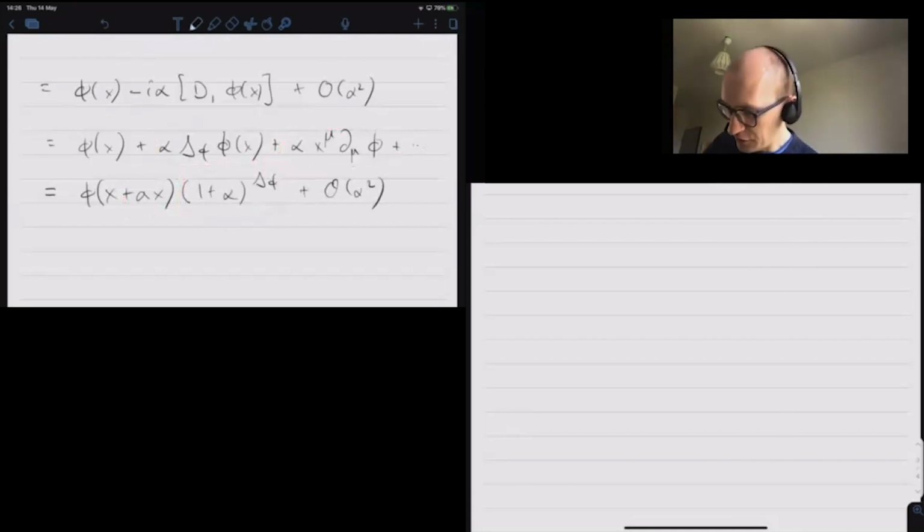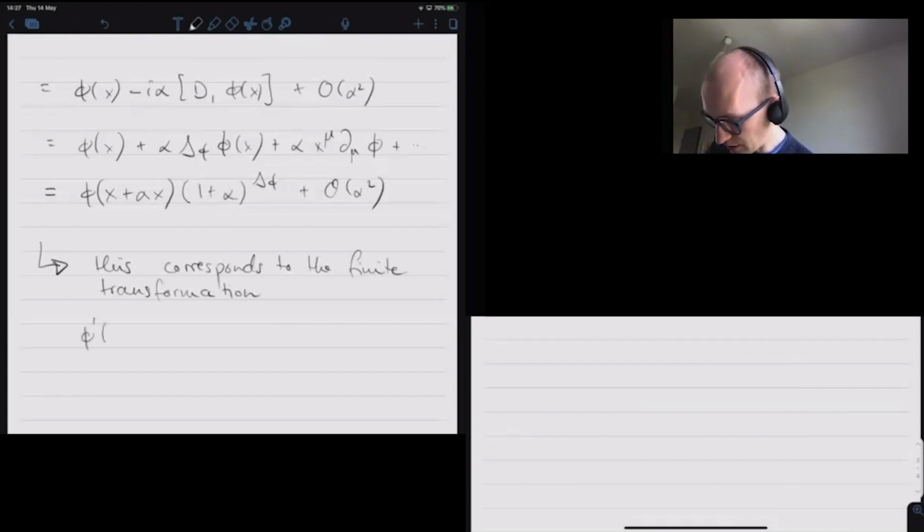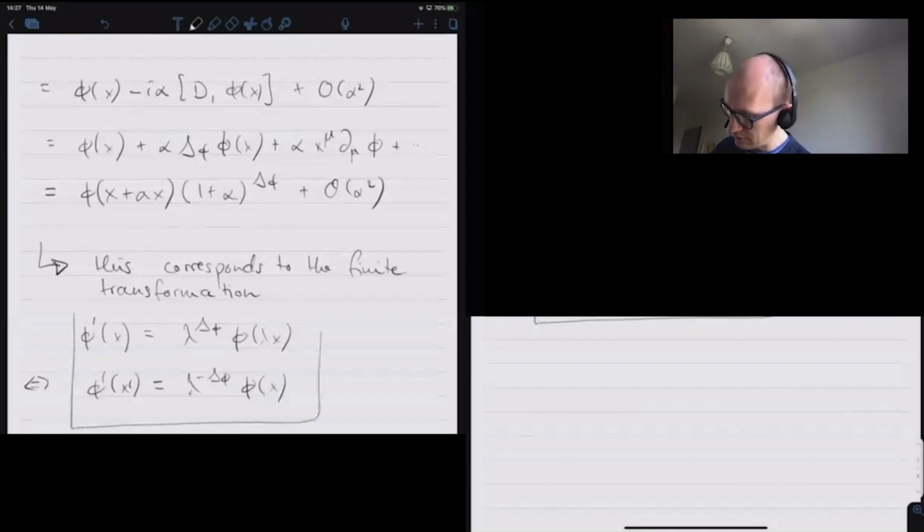So one deduces, therefore, that this corresponds to the finite transformation: phi primed of x is equal to lambda to the delta phi times phi of lambda x, or if we want to write it in a more convenient form, phi primed of x primed is equal to lambda to the minus delta phi of x. So this is our finite form of the dilatation.